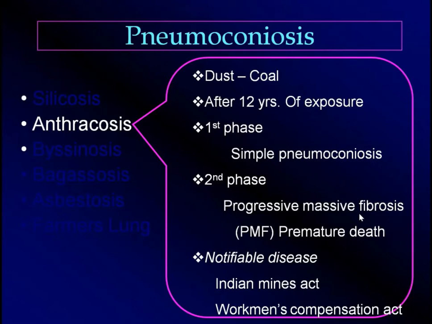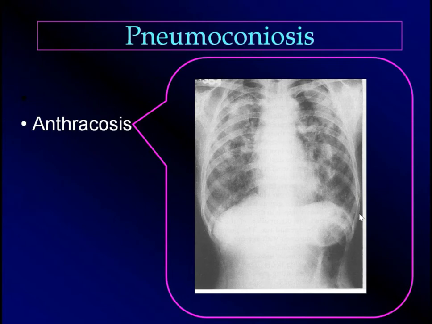And this anthracosis, in our country, comes under a notifiable disease. So it is very important that for those who are suffering with anthracosis, it is notified to the higher authorities under the Indian Mines Act or Workmen Compensation Act, because this disease is a compensatory disease. So the patient will get compensated in the form of money or leaves or anything. That's why it is a notifiable disease. So it appears like this on X-ray.